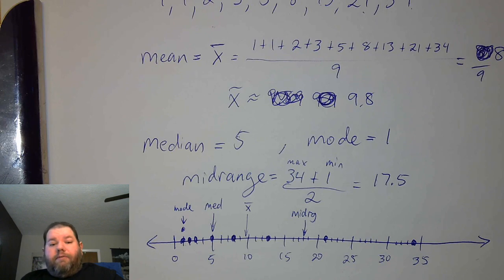Now this is a little bit of a judgment call. Eventually we're going to look at a way of determining specifically how this is true. Does anyone have any opinion on which value better represents the center of this data set?